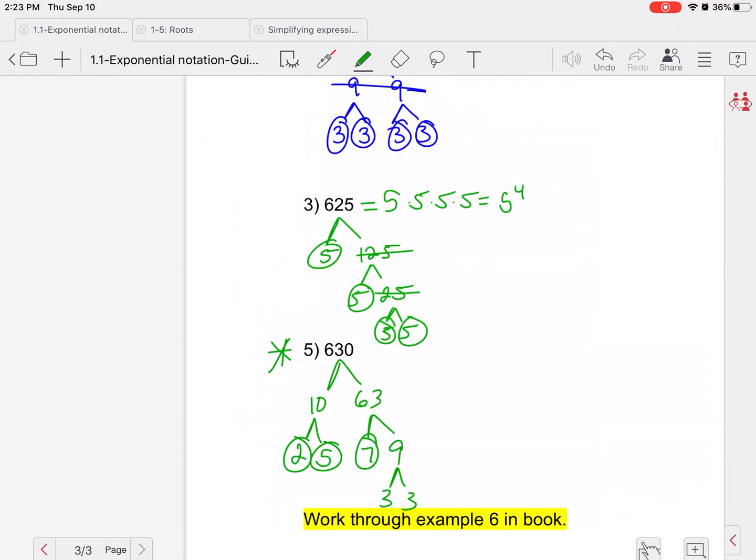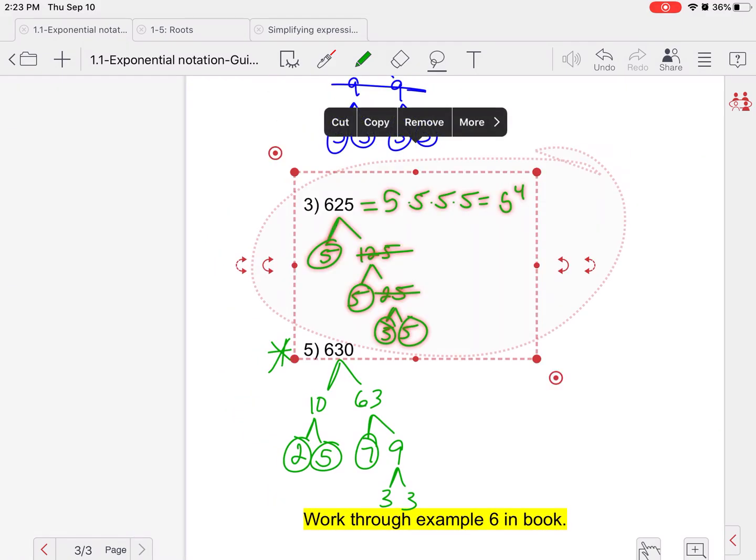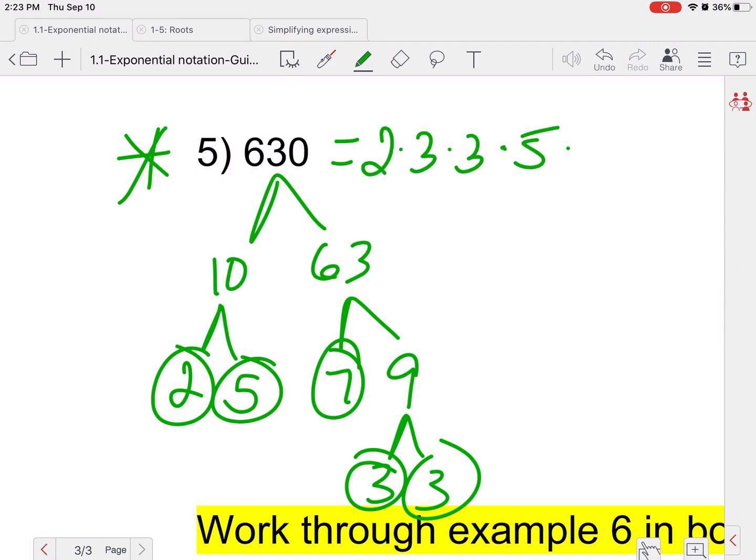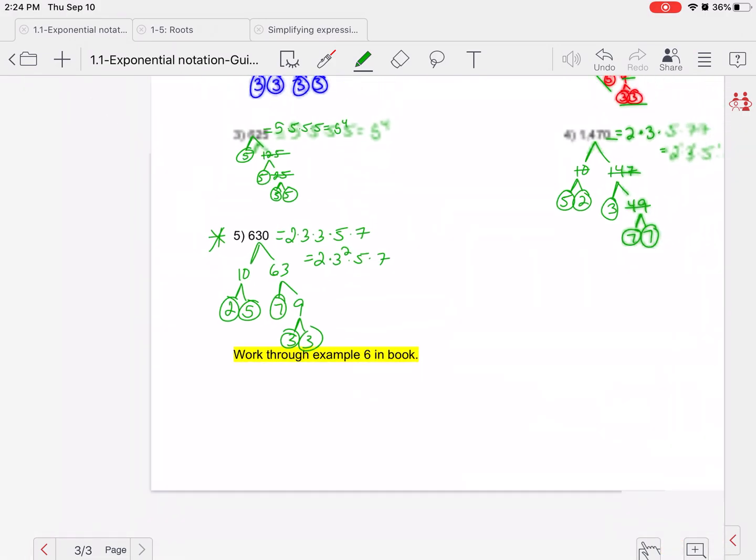So the prime factorization of that, if I circle my 3's, 2 comes first here. 2 times 3 times 3 times 5 times 7. So this would be 2 times 3 squared times 5 times 7. Okay, we're not going to work through example 6 in the book right now.